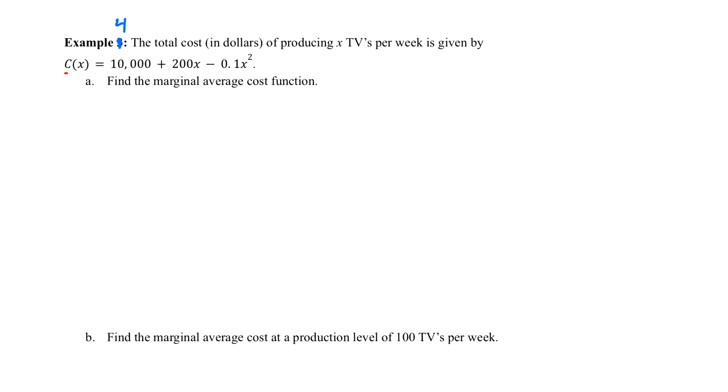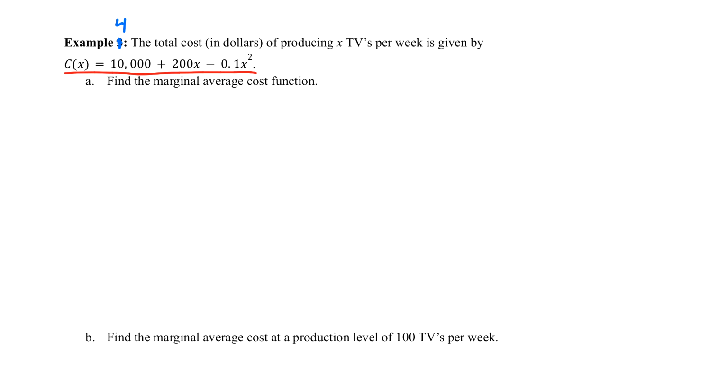In this example, we're going to take a look at marginal average cost functions and how those differ from average cost functions and marginal cost functions. So here in example 4, we've got a total cost function of producing X TVs per week given by C of X equals 10,000 plus 200X minus 0.1 X squared.